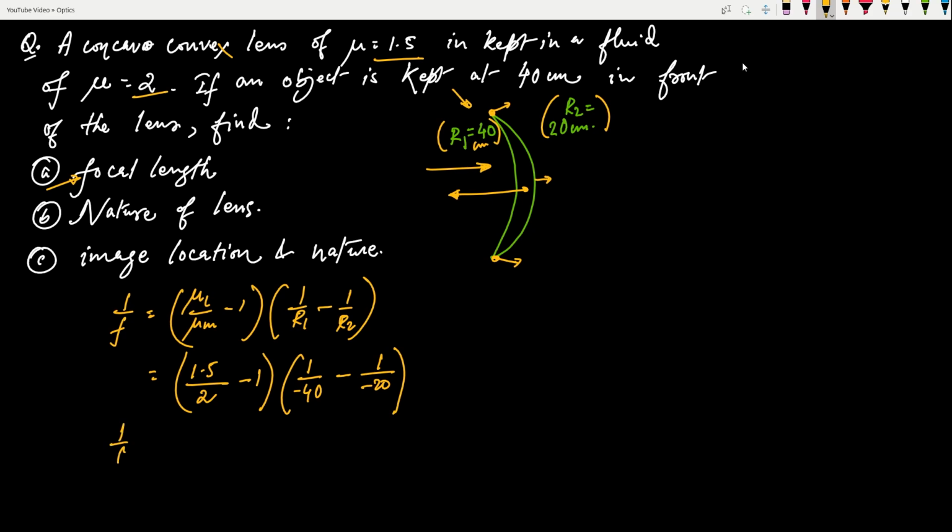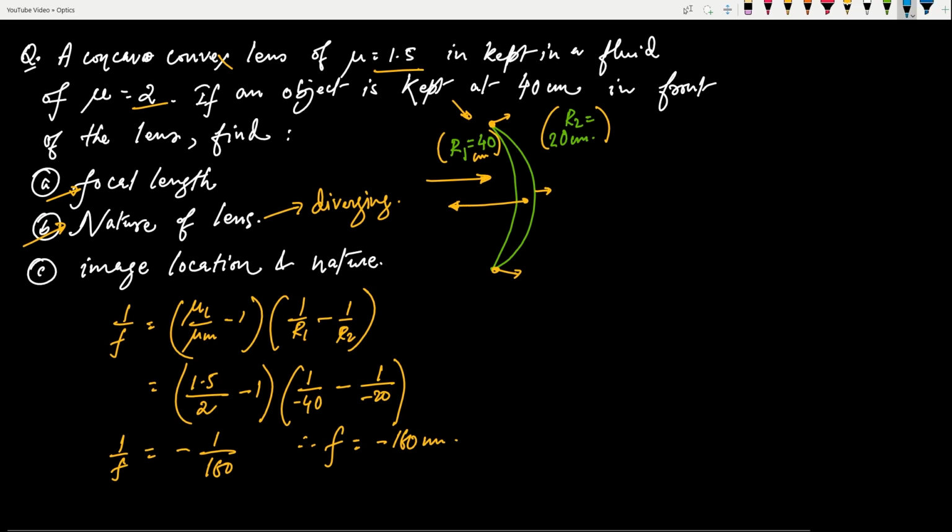Now if you go on solving this, you'll get 1 by f is equal to minus 1 by 160. Therefore the focal length is minus 160 centimeter. Though it is a convex lens, the focal length should have been positive, but since the lens is kept in a medium having refractive index more than the lens, the nature of the lens changes, and now the convex lens is acting as a concave lens. Therefore this lens, instead of converging the rays, will diverge the rays. So the answer to the second question, the nature of the lens, will be diverging. So don't write converging just looking at the convex lens.